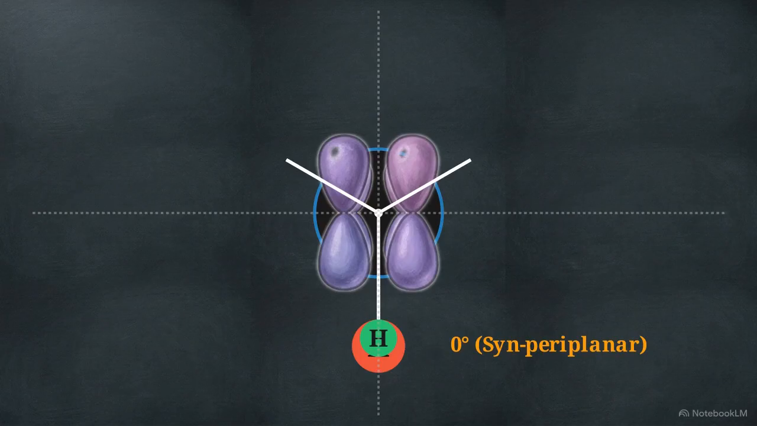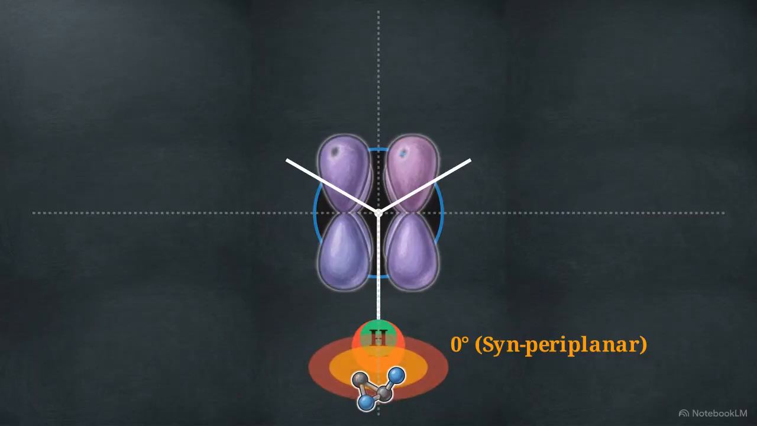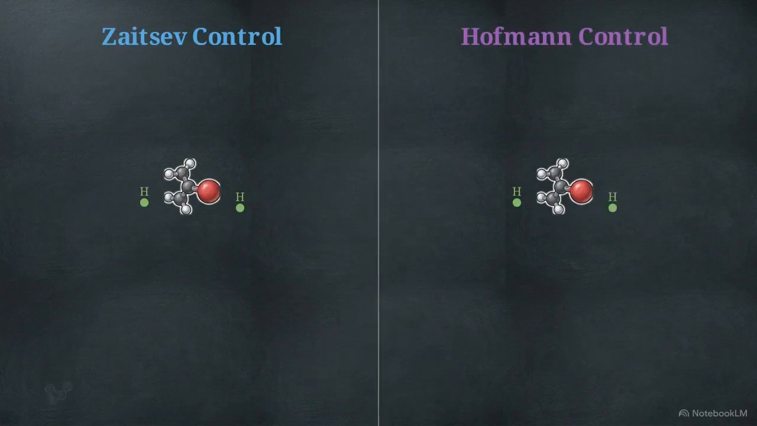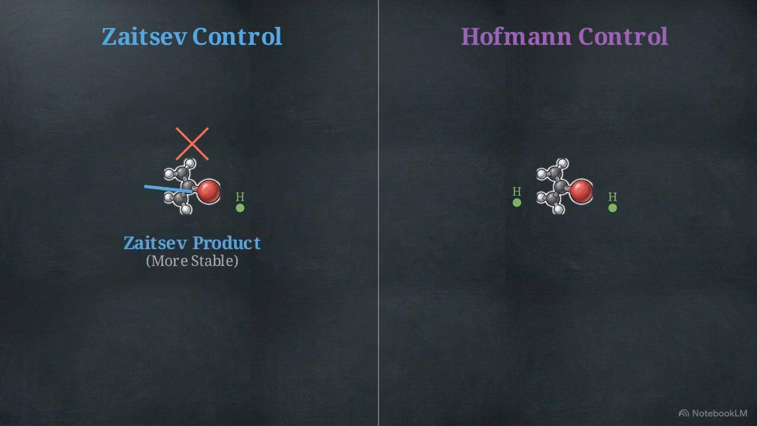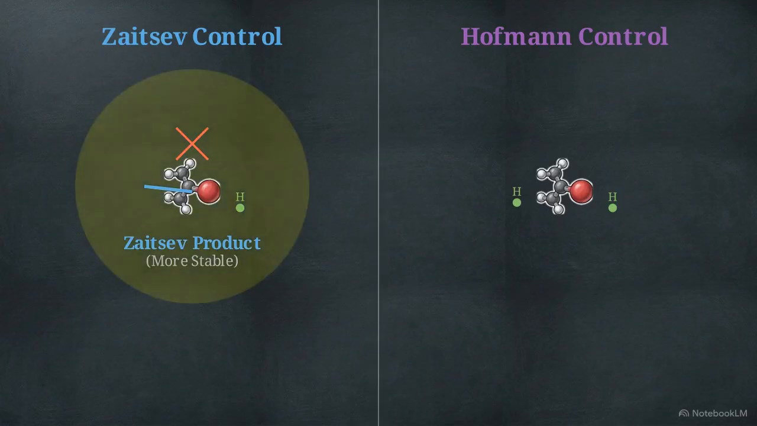A syn-periplanar alignment also satisfies coplanarity, but rotating into this position forces the electron-rich base into direct proximity with the anionic leaving group, creating massive electrostatic repulsion. When there are multiple beta protons to choose from, a small base like ethoxide targets the internal position. This follows Zaitsev's rule, forming the most highly substituted and stable alkene.